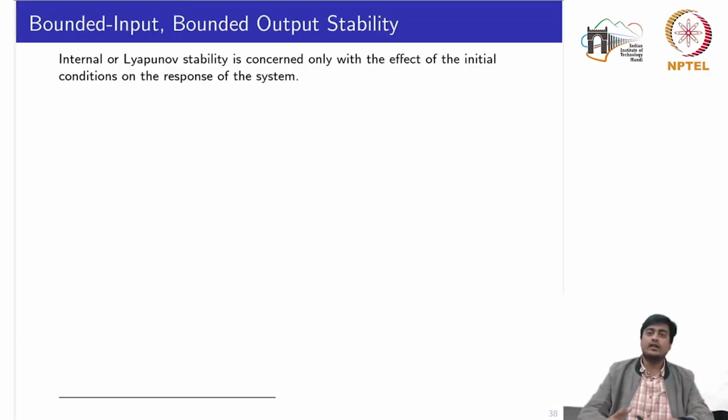So now we'll start with another definition of stability, that is bounded input, bounded output stability. So far we have seen the definitions and some of the key results in the sense of Lyapunov, or the internal stability, which is mainly concerned with the effect of initial conditions. So we had not seen it with respect to the control input U. So this particular concept of stability deals with the case when the input is also included in the definition.